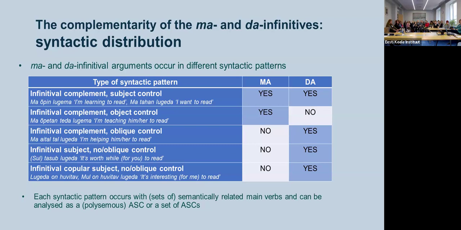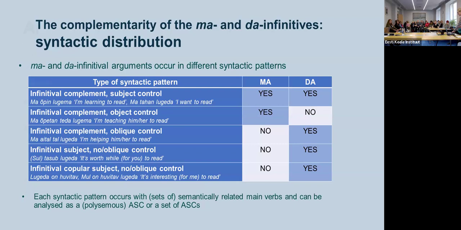And so putting together the semantic and syntactic complementarity, each of these syntactic patterns with each of the infinitives occurs with semantically related main verbs or sets of semantically related main verbs, and can be analyzed as a potentially polysemous argument structure construction, or maybe a set of argument structure constructions.